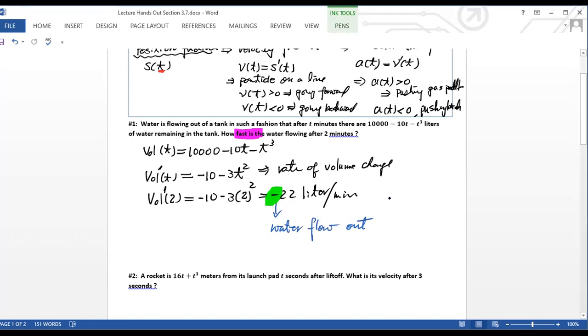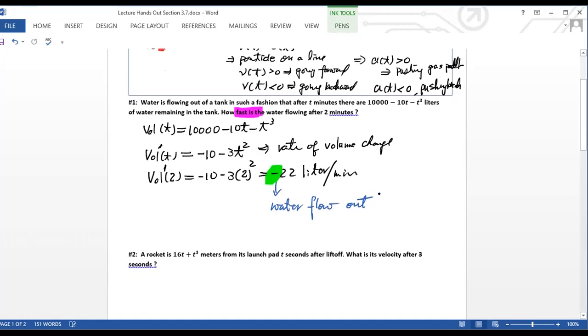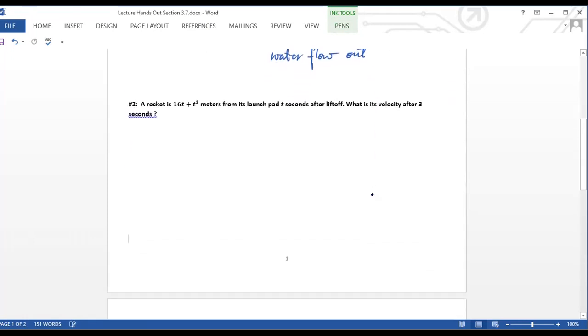All right, let's take a look at problem number 2. A rocket is 16t plus t cubed meters above its launch pad, t seconds after liftoff. What is the velocity? This is the height in meters, so you can treat it as a position function. After t seconds, s of t is 16t plus t cubed, right?